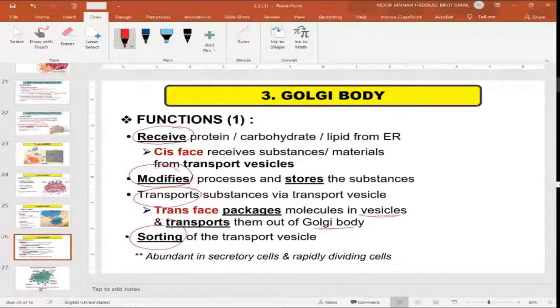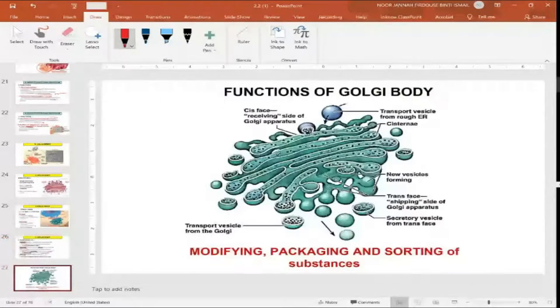Sorting of the transport vesicle. Jadi sorting ni dia akan bentuk vesicle tu sama ada jadi vesicle yang ada hydrolytic enzyme ataupun vesicle yang akan keluar, dia nak rembeskan keluar daripada sel. Sebab dalam sel ni kadang contohnya sel macrophage kita kan, sel darah putih kita, dia engulf the bacteria. So they need to digest the bacteria. So the digestion needs enzyme. So the enzyme comes from these organelles, eh. Modify, package and sorting of substances.